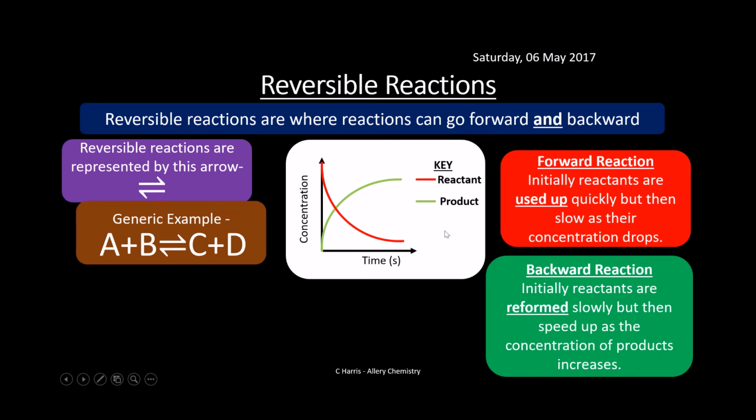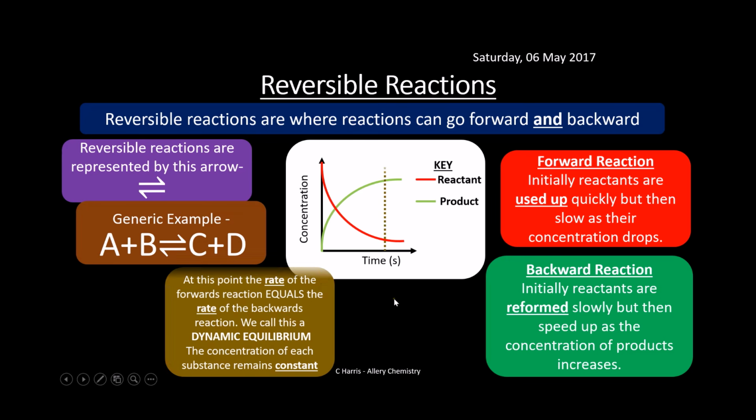And going backwards, initially the reactants are reformed slowly, but then they speed up as the concentration of the products increases. You can see here that the amount of product, when we're going backwards, starts off really quickly, and then the concentrations start to flatten out. So this is basically the production of C and D.